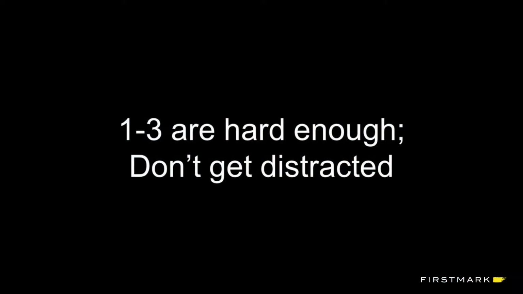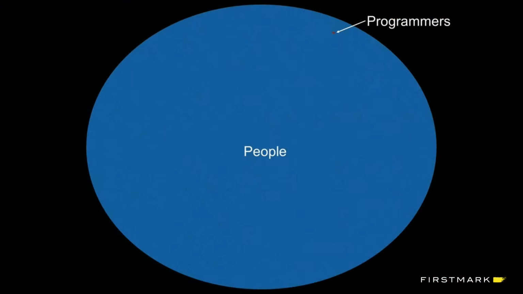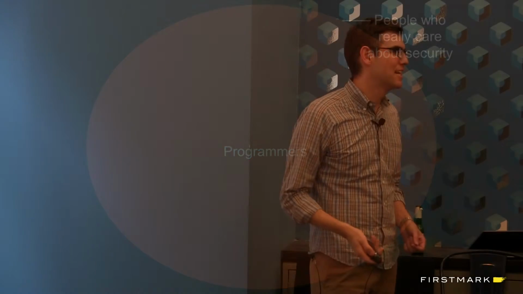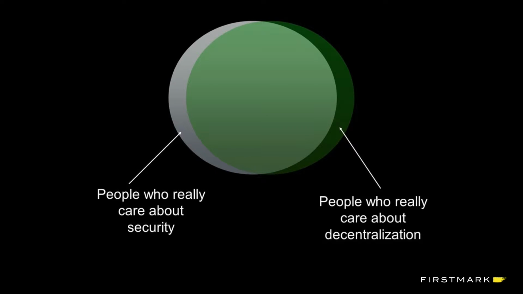So I think I've hopefully made the point that to get crypto useful, you have to solve a lot of hard problems. And there's one thing that comes up a lot, which I don't think is instrumental to making crypto available to people, and that is this problem. Okay, so here's all the people in the world, and those are the programmers up there. Here are the people who really care about security. They're mainly programmers, but some people outside of it. But if you look even closer, there's this weird overlap where people really care about security, and a lot of people really care about decentralization, and it's the same group of people.